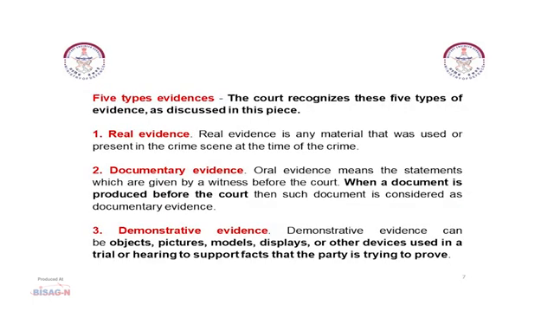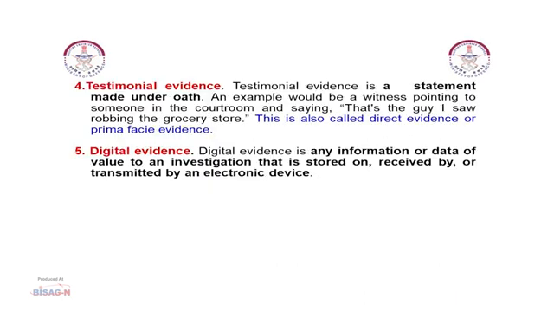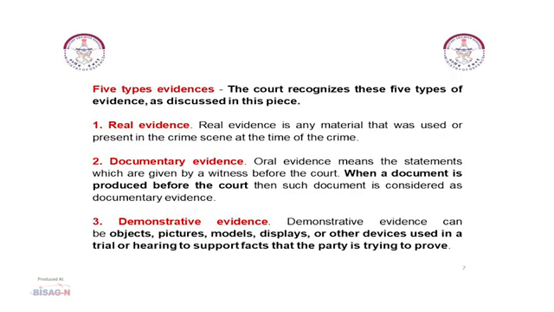Then there are 5 types of evidence. One is real evidence, second is documentary evidence, third is demonstrative evidence, fourth is testimonial evidence, and the last one is digital evidence. The first one is real evidence. What is real evidence? Real evidence is any material that was used or present in the crime scene at the time of the crime.